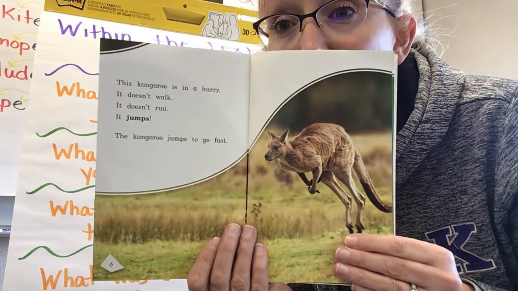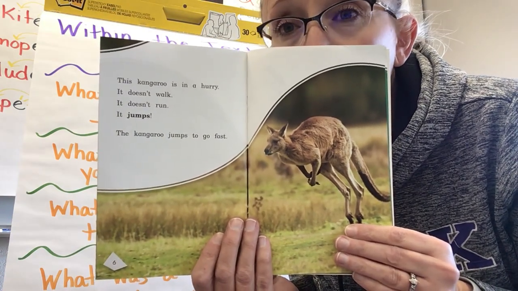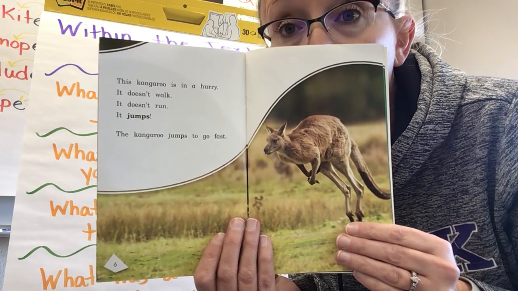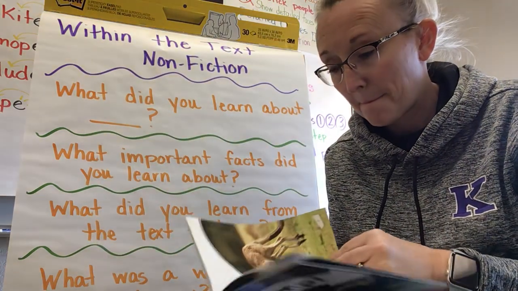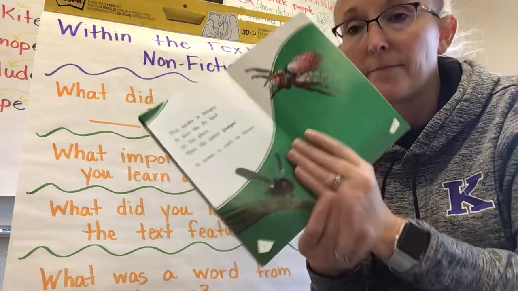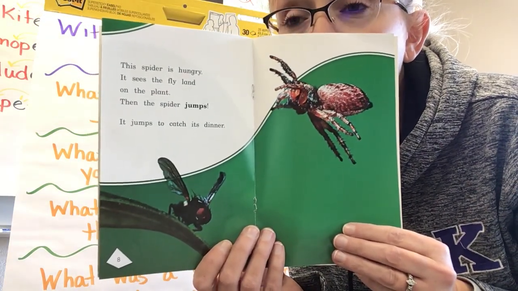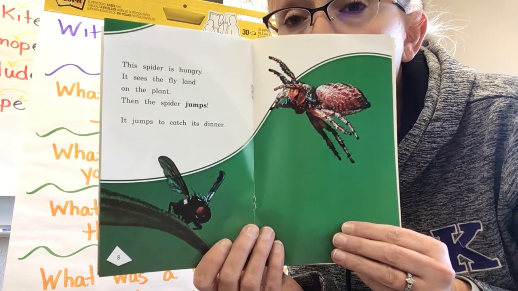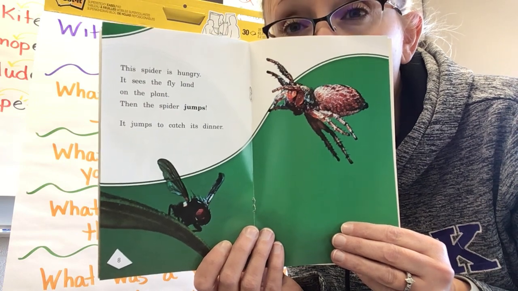This kangaroo is in a hurry. It doesn't walk. It doesn't run. It jumps. The kangaroo jumps to go fast. This spider is hungry. It sees the fly land on the plant. Then the spider jumps. It jumps to catch its dinner.